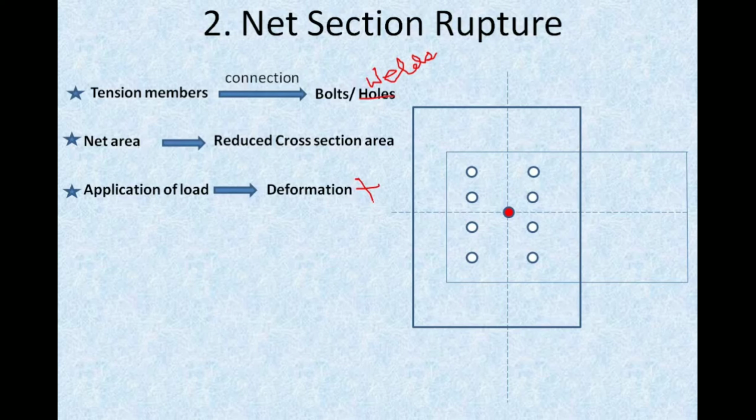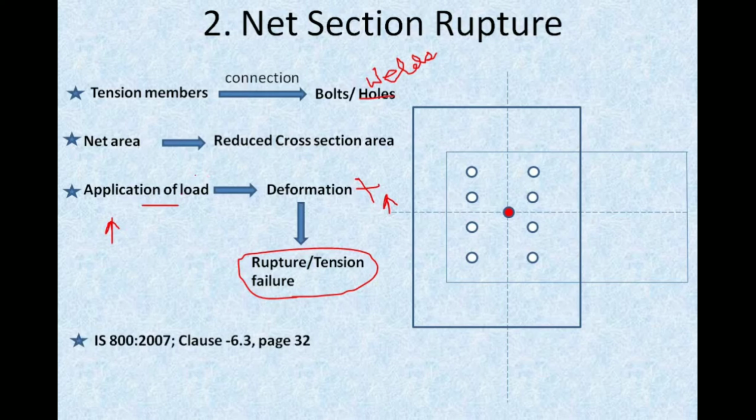The member will keep on deforming as the load increases. Okay, increase in the load will increase the deformation. So it will go on deforming until a time will come when this member will fail under rupture, or tension failure will happen. Okay, so this is called your net section rupture.